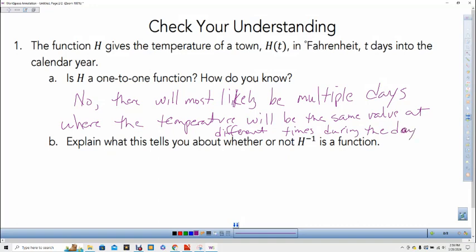Now, follow what we did here. Remember, what is h of t? That is our y value, and t is our x value. So we're saying that we're going to have an output value multiple times for a value of x. So we're going to have more than one y for a given x value. And if we have more than one y for an x value, then what do we know? We know that it's not a function. If it's not a function, it can't be one-to-one.